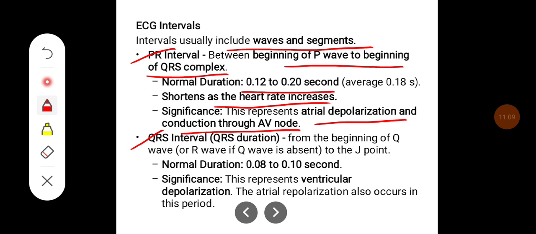QRS interval is from the beginning of the Q wave, or R wave if Q is absent, to the J point. The duration is 0.08 to 0.1 second. This represents ventricular depolarization. The atrial repolarization also occurs in this period.